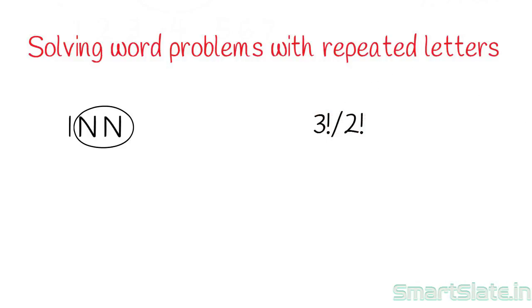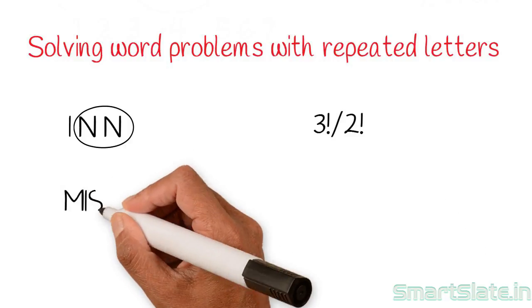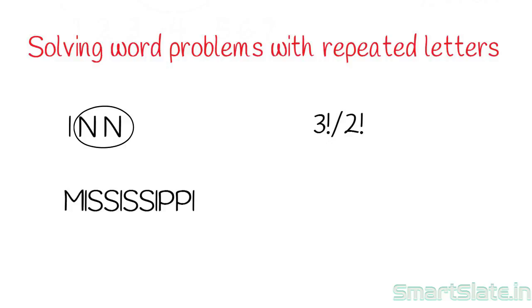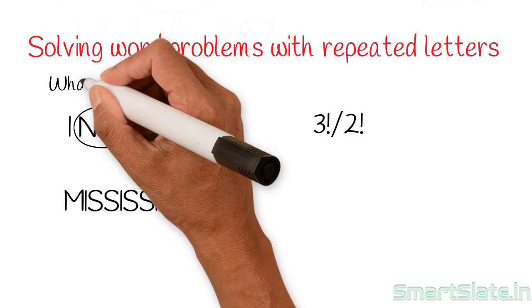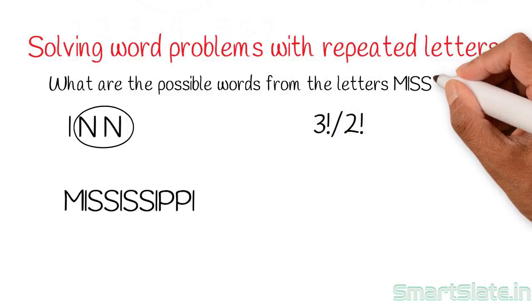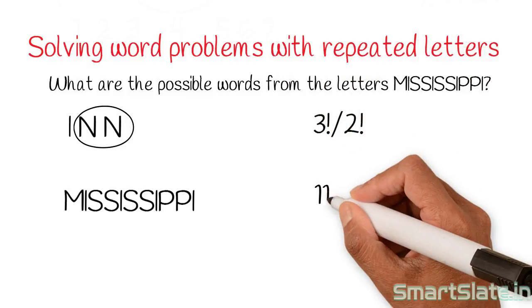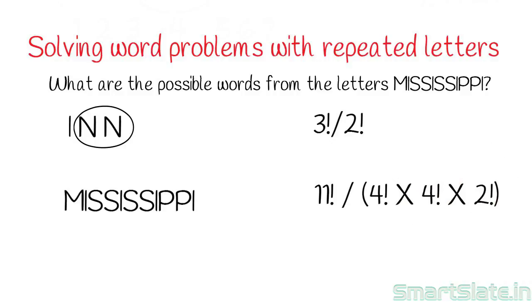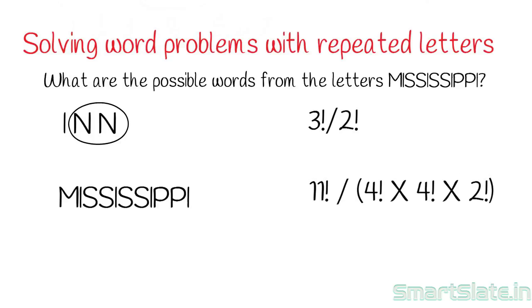Consider one more example. Mississippi. What are the possible words formed by the letters from Mississippi? It is 11 factorial over 4 factorial into 4 factorial into 2 factorial. Because S appears 4 times, I appears 4 times and P appears 2 times.